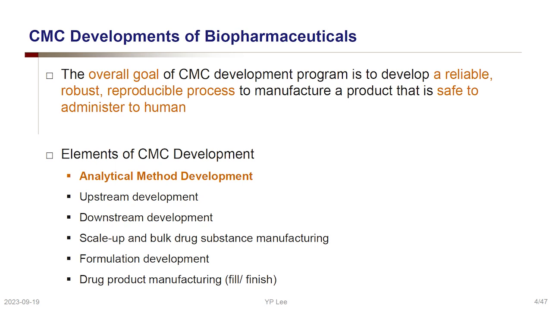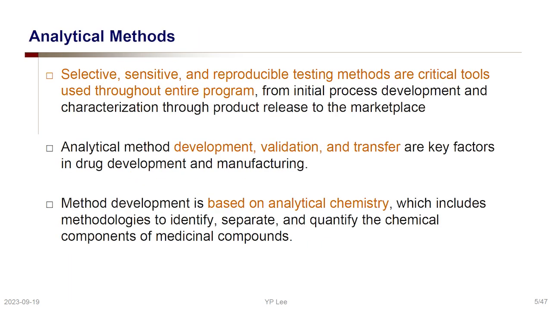When it comes to process development, the CMC is always in the background, and the analytical method is really important for the CMC, starting from early development, characterization, and finally the release of the product into the market. During that process, selective, sensitive, and reproducible testing methods need to be applied. The analytical method, after development, needs to be validated, and sometimes, depending on the case, it needs to be transferred.